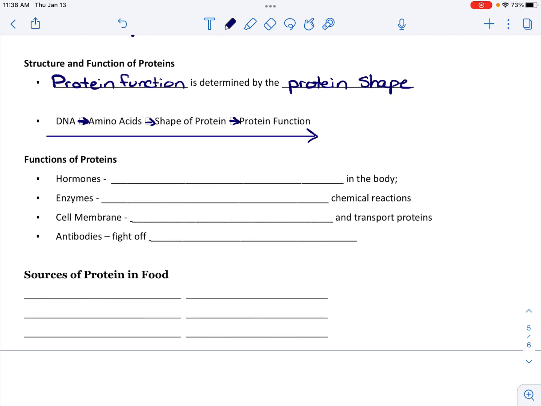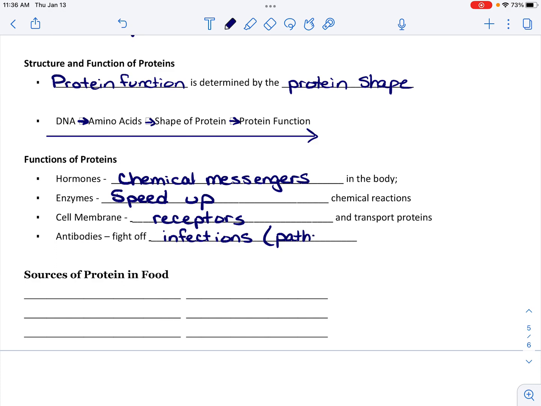Okay, so hormones in the body are types of proteins that serve as chemical messengers. So they tell other parts of the body what to do. We also have enzymes that are proteins, and they're going to help to speed up reactions. In the cell membrane, we have receptors and transport proteins that help with cell membrane function, and antibodies, which are going to help fight off infections. They're going to help figure out pathogens in the body and get rid of them, so things that can make you sick.